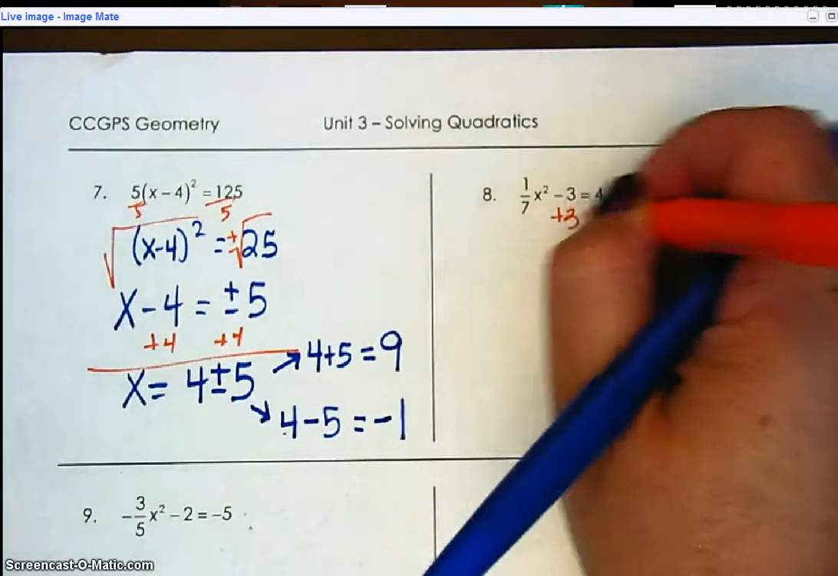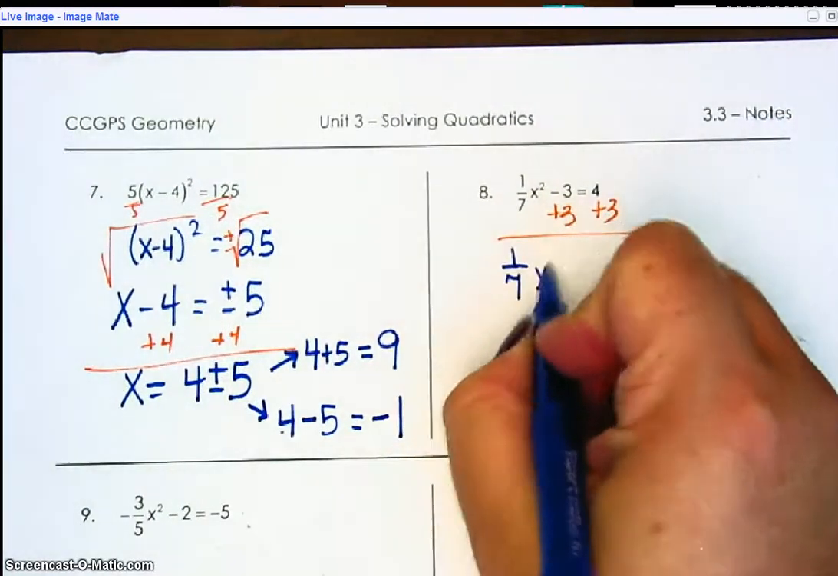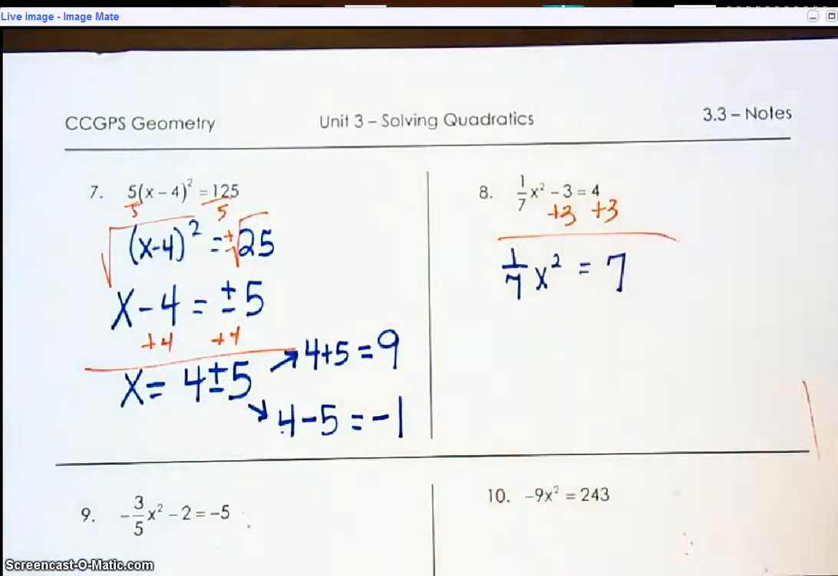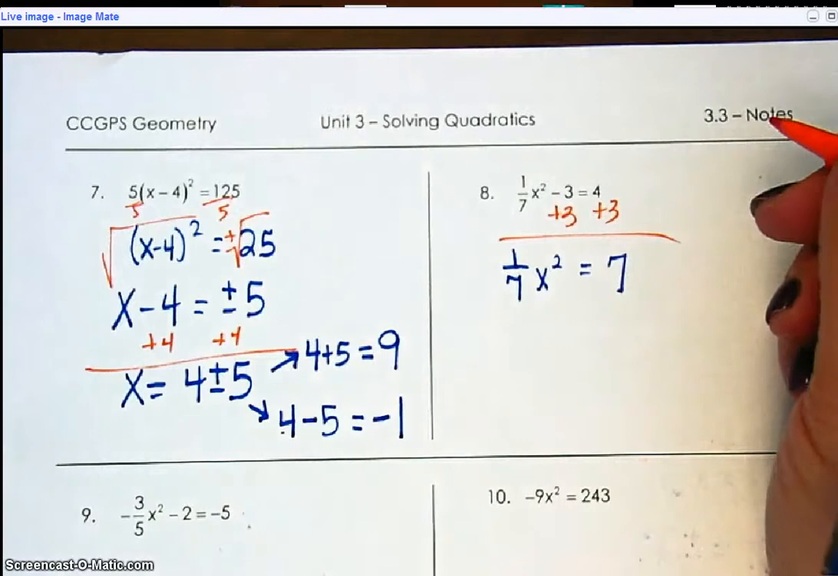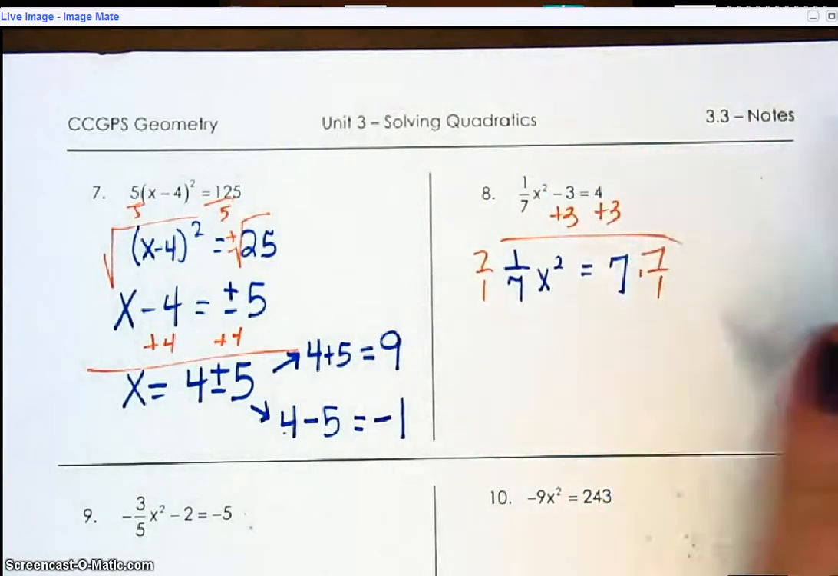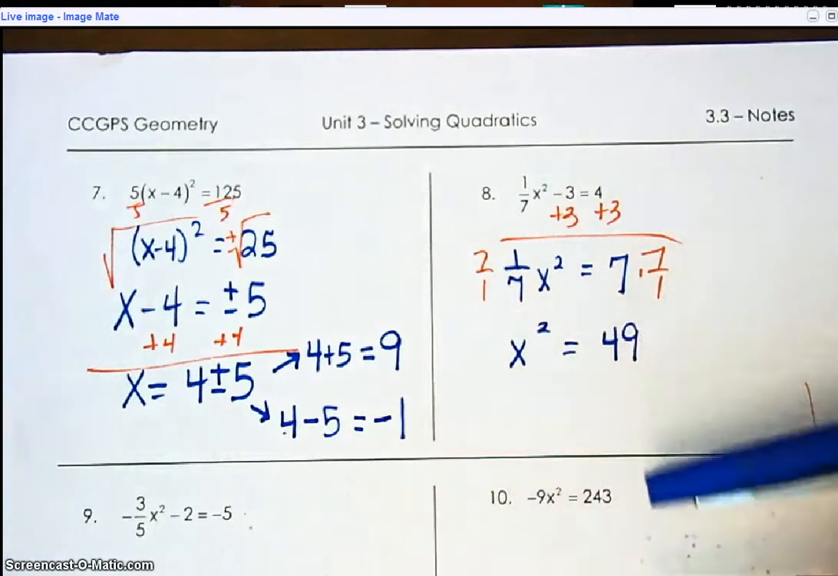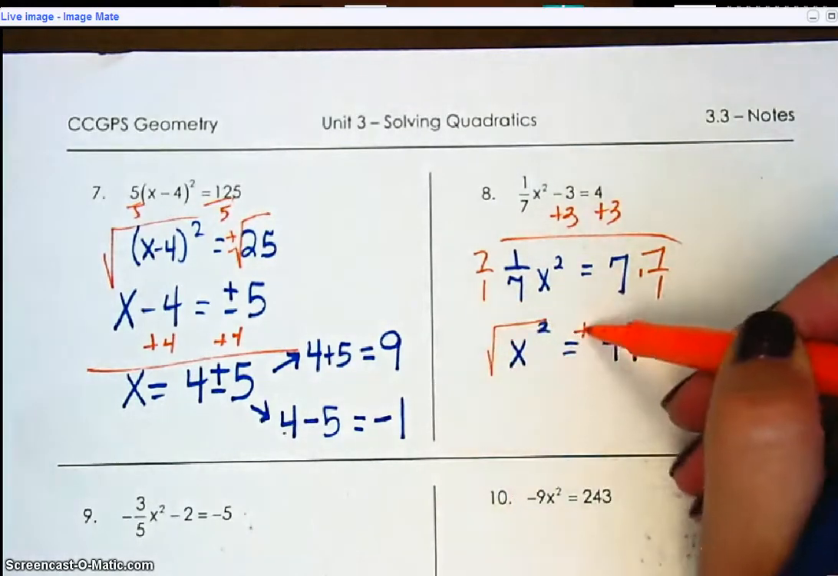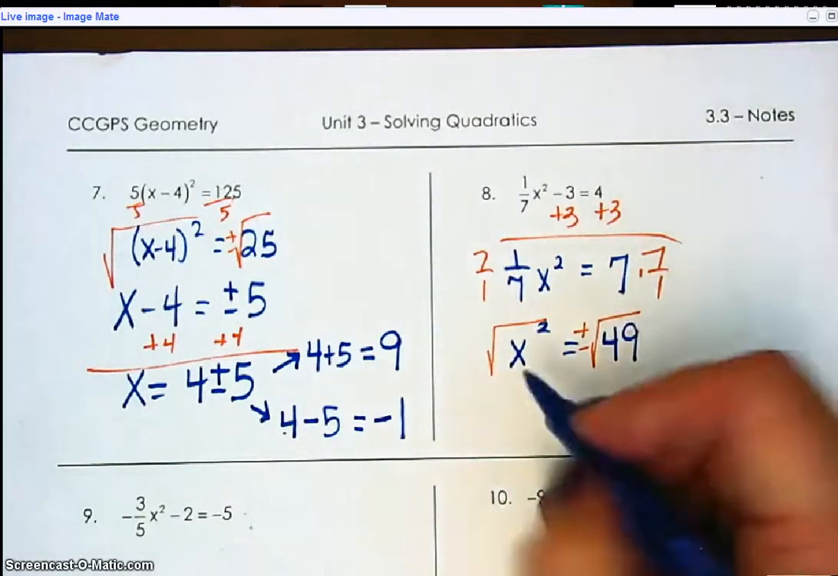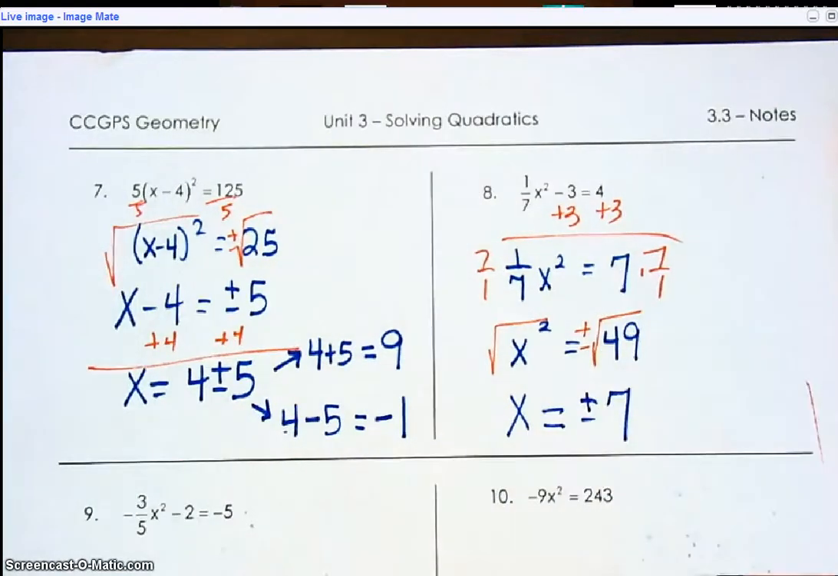Over here, add 3 to both sides. 1/7 x squared equals 7. To get rid of 1/7, you multiply by the reciprocal. So we have x squared is equal to 49. Take the square root of both sides. Don't forget your plus minus. X equals plus or minus 7.